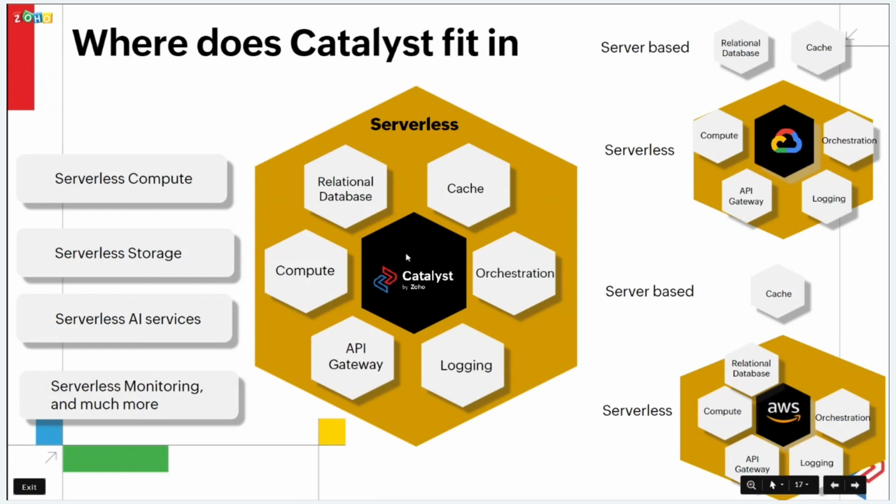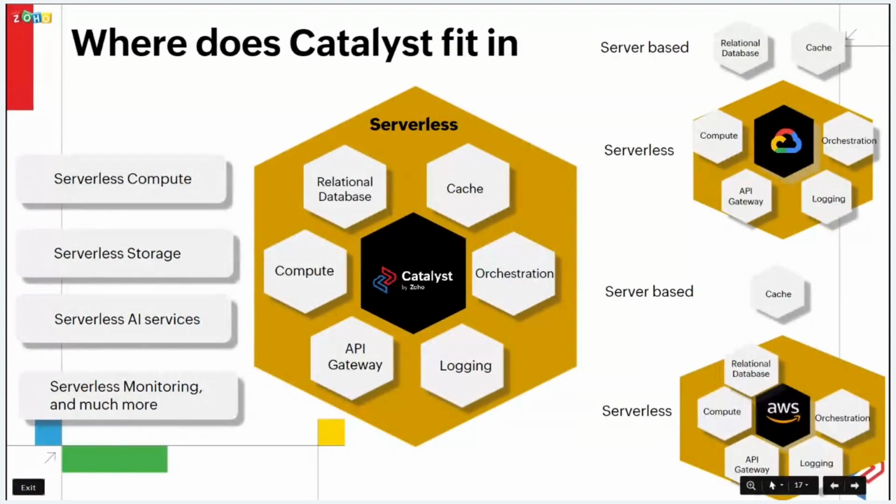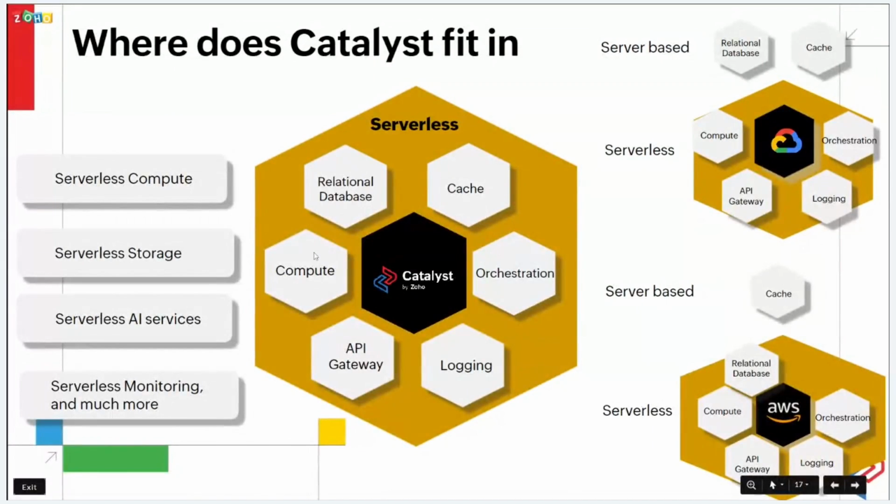Now, interesting to see that all of these functionalities, be it the compute functionality, the cache, the orchestration, logging, relational database, all of them come in a truly serverless format at Catalyst. By that, I mean that you pay only for what you use, and you are not charged a fixed monthly. Whereas if you look at competition, there are certain elements within competition that do come as server-based or a fixed monthly usage.